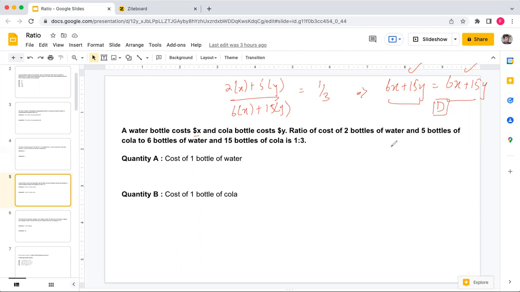Got the point? If you take x as 1 and y as 2, if you take x as 2 and y as 1, in both of the situations, same relation will hold. That's why we cannot find in this scenario what is the value for 1 bottle of water and cost for 1 bottle of cola. Got the point? Yes. Thank you.